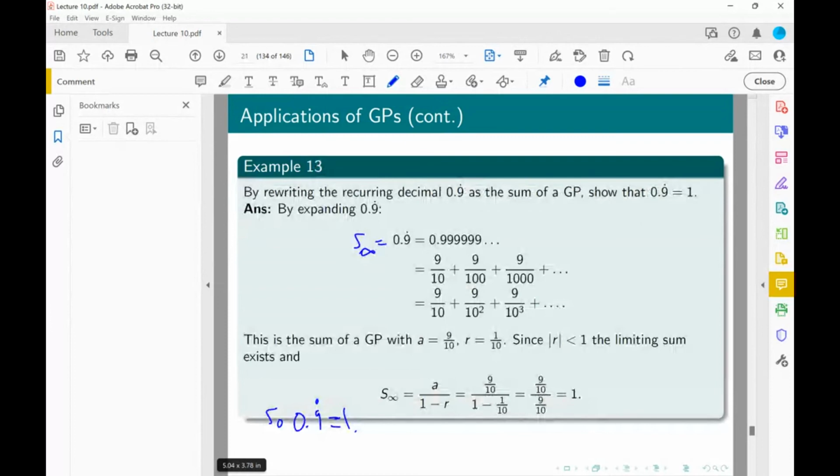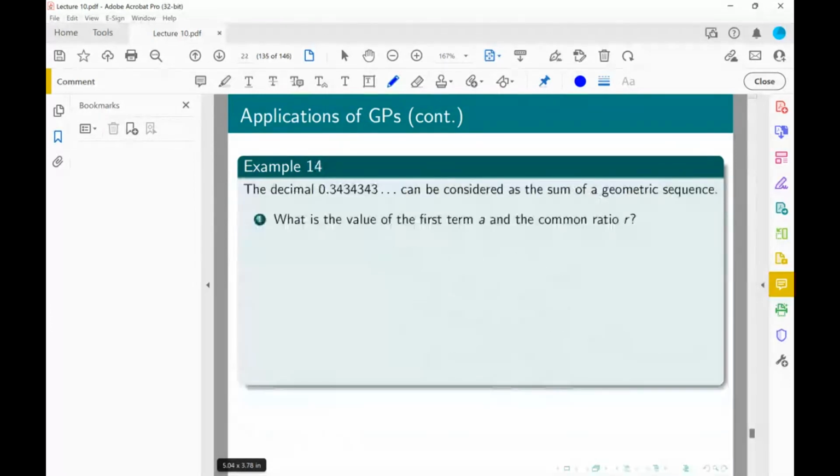Great. Are we happy to see the last example, or do we want to leave it for next time? Maybe I'll note it here and touch base on it next time, just in case.